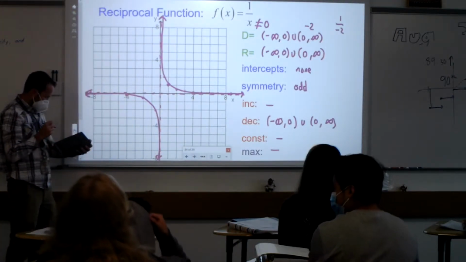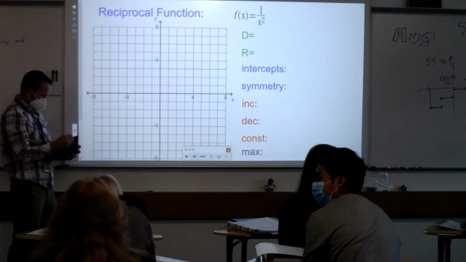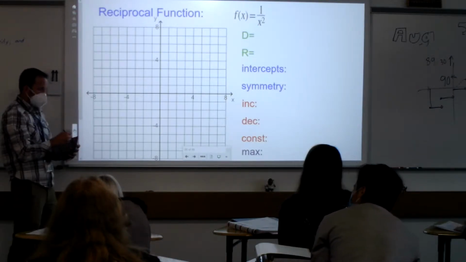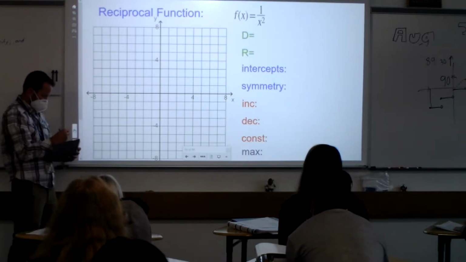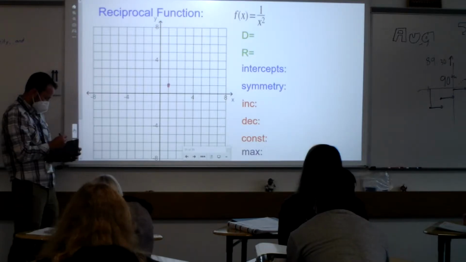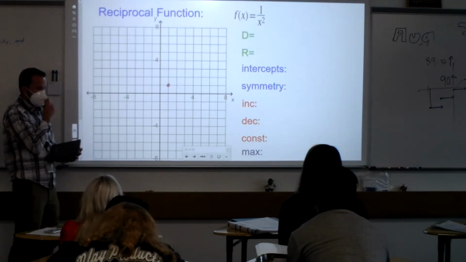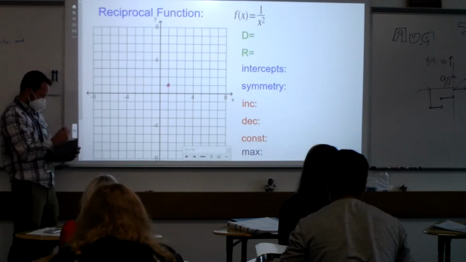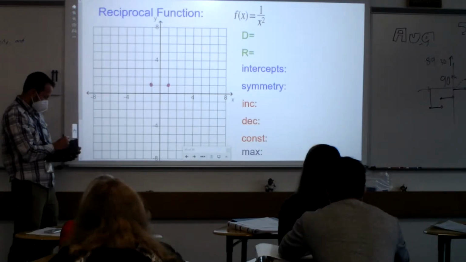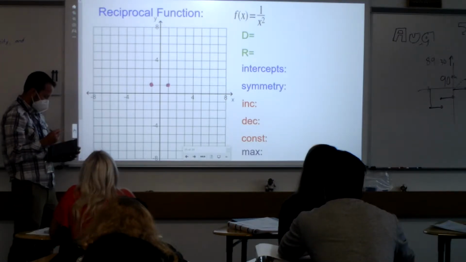So let's actually do some key points here, okay? So when I do 1, 1 squared is 1, and then I'm going to do 1 over 1, so that'll give me just that point. Same with negative 1. Negative 1 squared is 1, 1 over 1 is 1. So these are your two main key points.